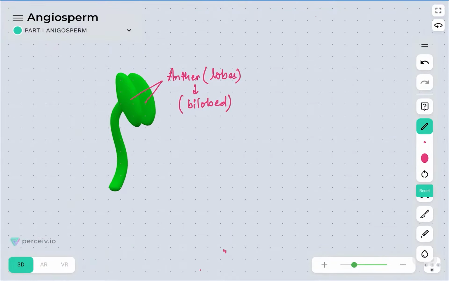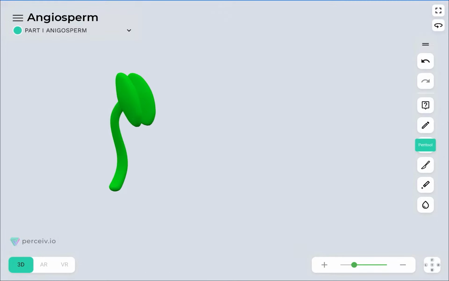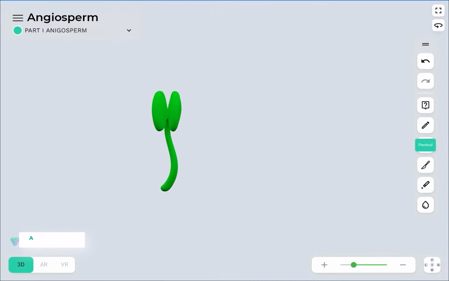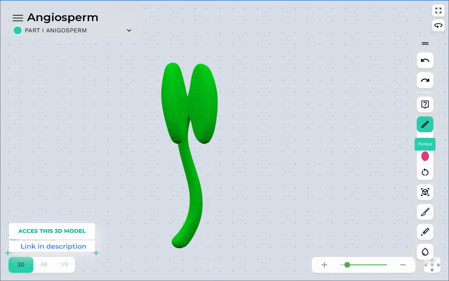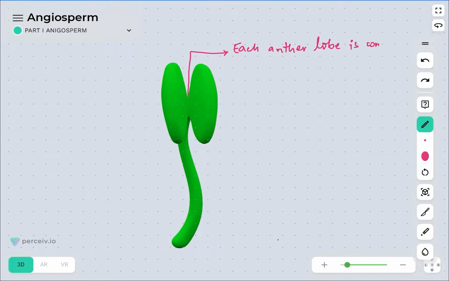These two lobes are connected by a connective tissue in between. Let me show you. I flip the model a little bit so you can see like this, and if I maximize this one, you can see that in between they are connected by a connective tissue. So each anther lobe is connected by connective tissue. There is a tissue which is connecting these anther lobes.